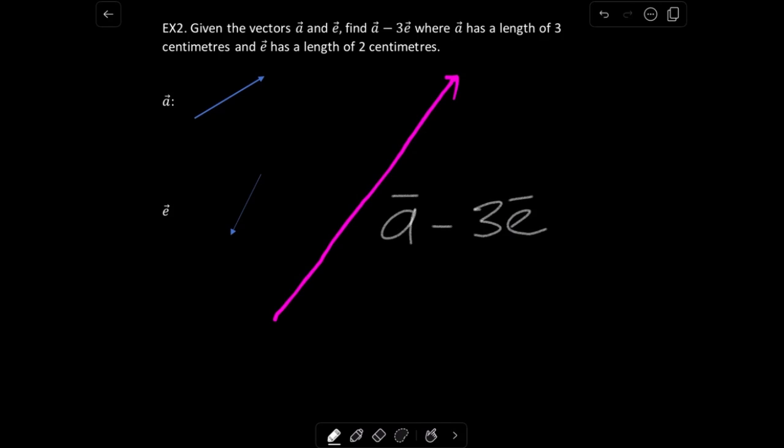So the important thing here to note was how to do scalar multiplication. To get minus 3e, there are two things that are happening. Firstly, you're going to triple its length because you're multiplying e by 3, and then you have to take it in the opposite direction because you're multiplying it by -3.